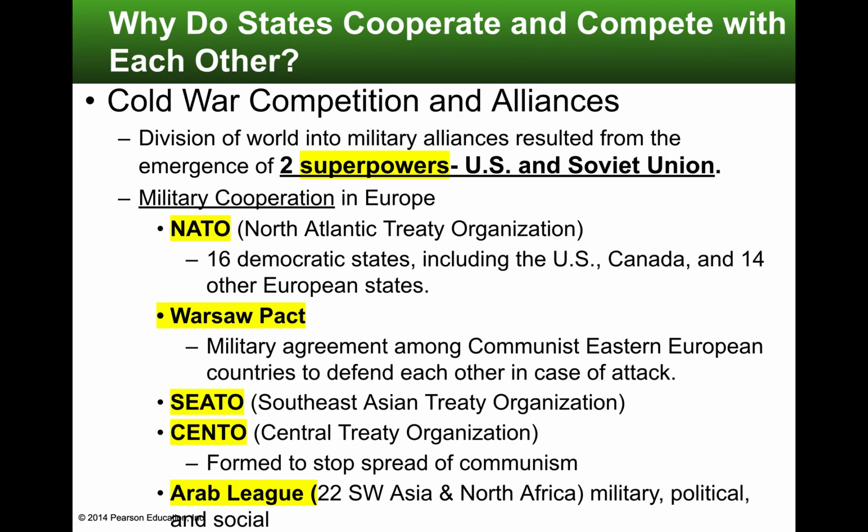Other competition that led to alliances are the Southeast Asian Treaty Organization, an alliance of Southeast Asian countries that have a military alliance, and then CENTO, the Central Treaty Organization, and those are found in the Western Hemisphere in Central and South America, and that's to stop the spread of communism and Soviet aggression. And then you have currently the Arab League, which is one of the largest supranational organizations in North Africa and Southwest Asia, where 22 countries are involved in political, militaristic, and social alliances.